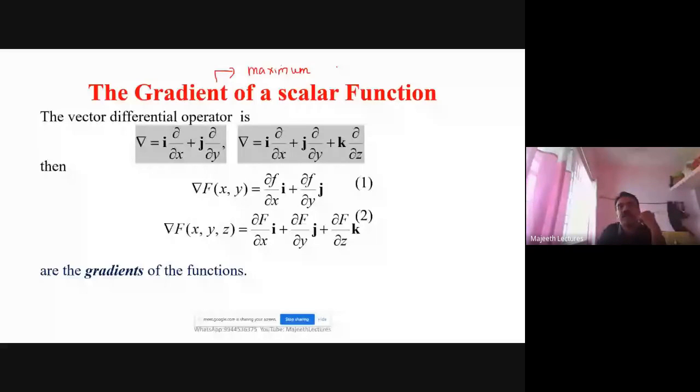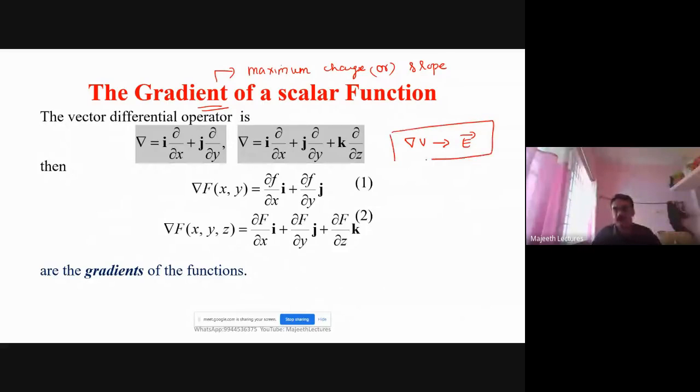How one scalar parameter changes maximum in a particular direction is given by the gradient, right? So gradient gives maximum change, or gradient gives maximum slope. These two points are very important because in order to solve many GATE problems, this point plays a very crucial role. So del is a maximum change or slope. Here you see, del operates on the scalar and results in a vector. This is the gradient, just now I told.